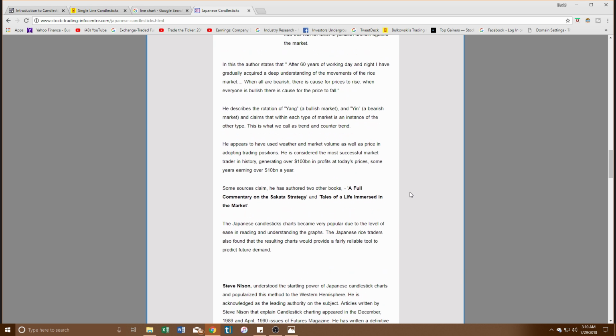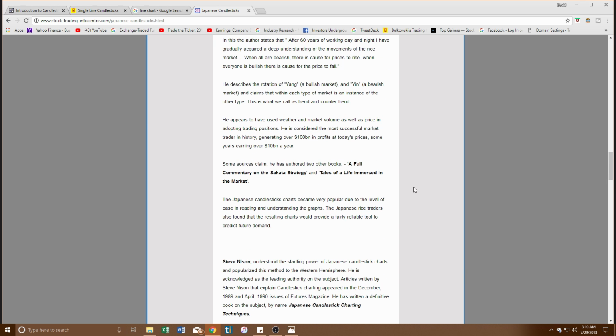We're almost there, guys. In this, the author states that after 60 years of working day and night, I have gradually acquired a deep understanding of the movements of the rice market. When all are bearish, there is cause for price to rise. When everyone is bullish, there is cause for the price to fall.